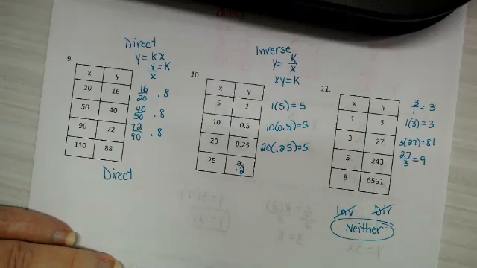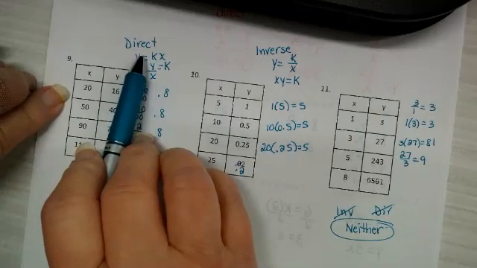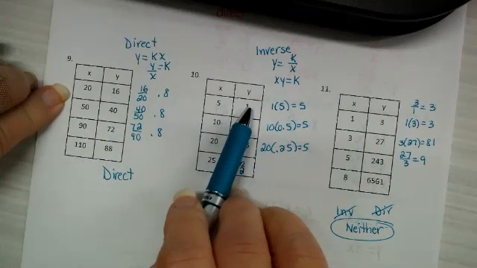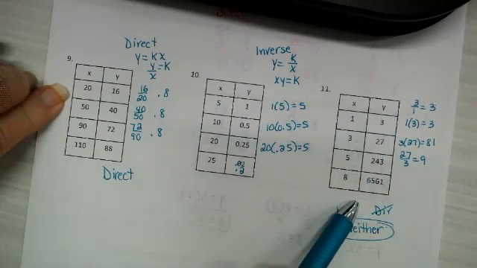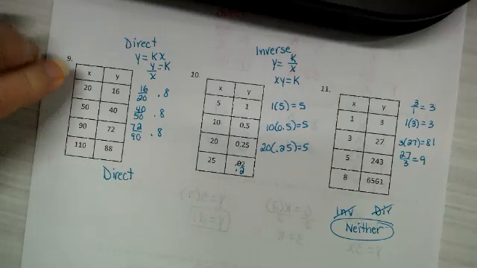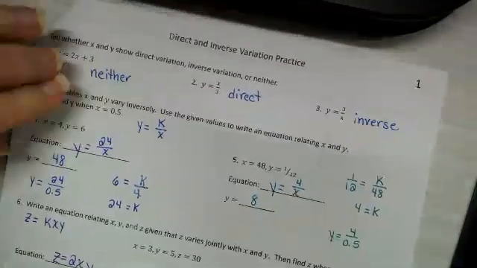So that's what you check. If they divide to a constant, it's direct. If they multiply to a constant, it's inverse. If they don't do either one, then we put neither. And now I believe there's a practice page for you to work on.